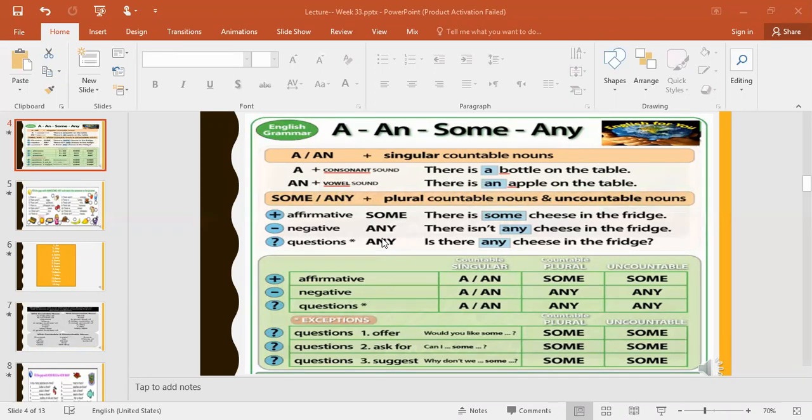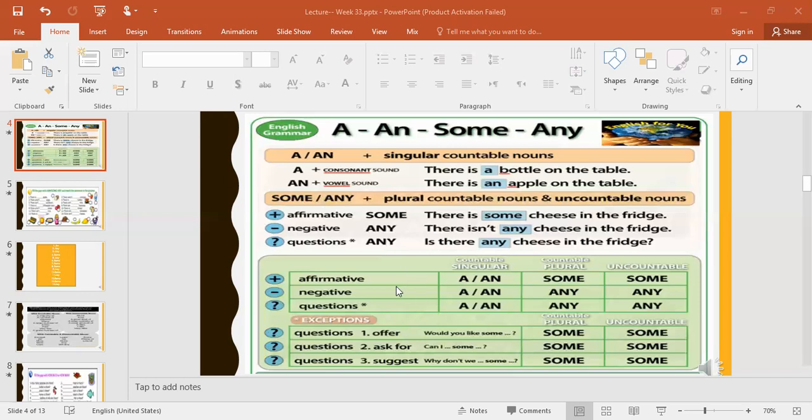Okay, so some is always used in the affirmative form, not in the negative. When I want to use the negative form, it is the opposite, like I don't have, I do not have. So there isn't any cheese in the fridge. Is there any cheese in the fridge? Okay, this is what we mean by a, some, an, and any.